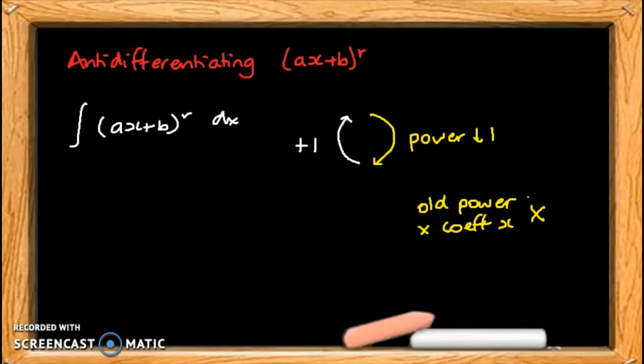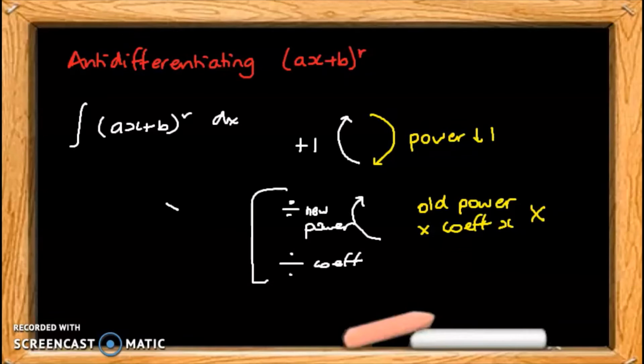And then, rather than multiply by the old power multiplied by the coefficient, I need to divide by the new power and divide by the coefficient. Let's have a look at this step here first. To divide by the new power is the same as multiplying by 1 over the new power. And to divide by the coefficient is the same as multiplying by 1 over the coefficient.